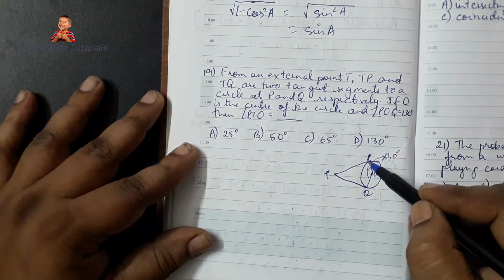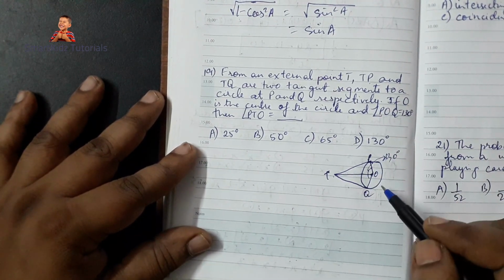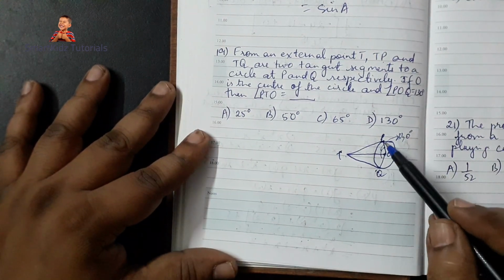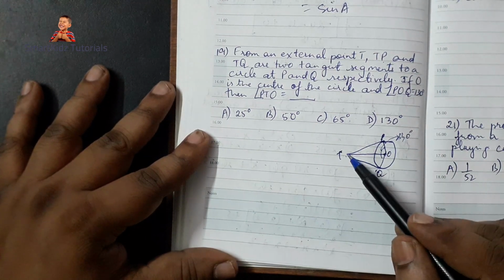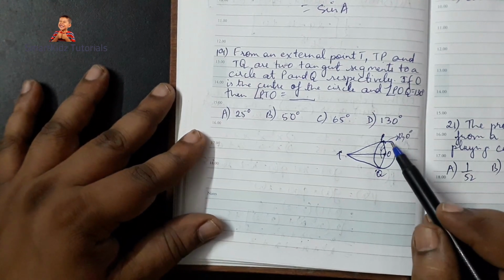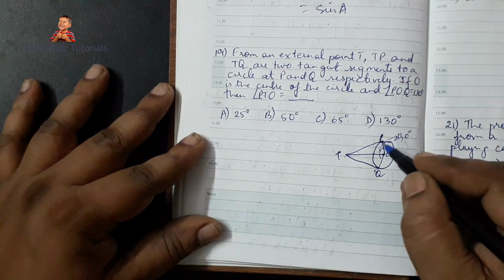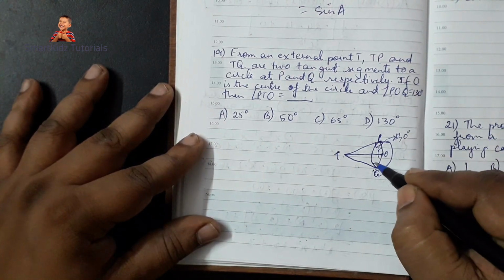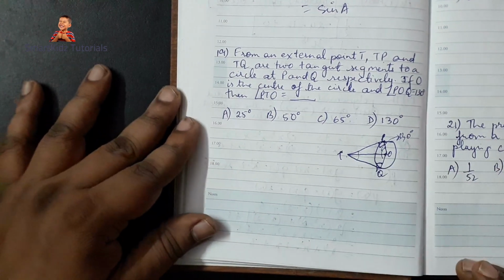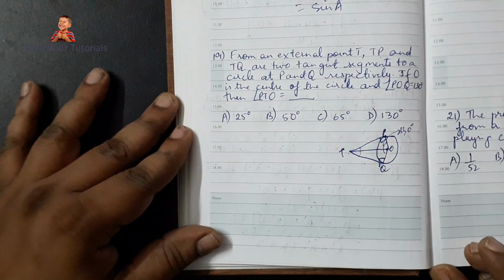We need to find angle PTO, for which we will have to join this, then only we will be able to get it. When it joins like this, it does not form a triangle. If you look, there are four vertices, 1, 2, 3 and 4. So it actually forms a quadrilateral, and the sum of all angles of a quadrilateral is 360 degrees. We know that this is 90 degrees and this is also 90 degrees, and we are given this as 130 degrees, which means we can find this angle using the angle sum property of a quadrilateral. So that's exactly what we will do.